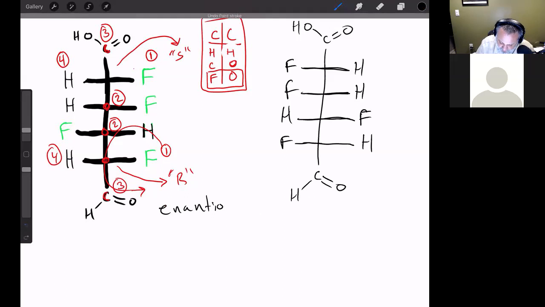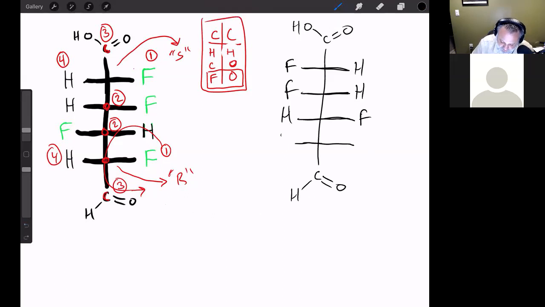Now that I've drawn the enantiomer, I can also draw a diastereomer. If I change the position of just 1 or just 2 or just 3, but not all of the stereocenters, then they're not all reversed. So it's no longer a mirror image. Since it's no longer a mirror image, it's a non-superimposable, non-mirror image isomer. So these are diastereomers.